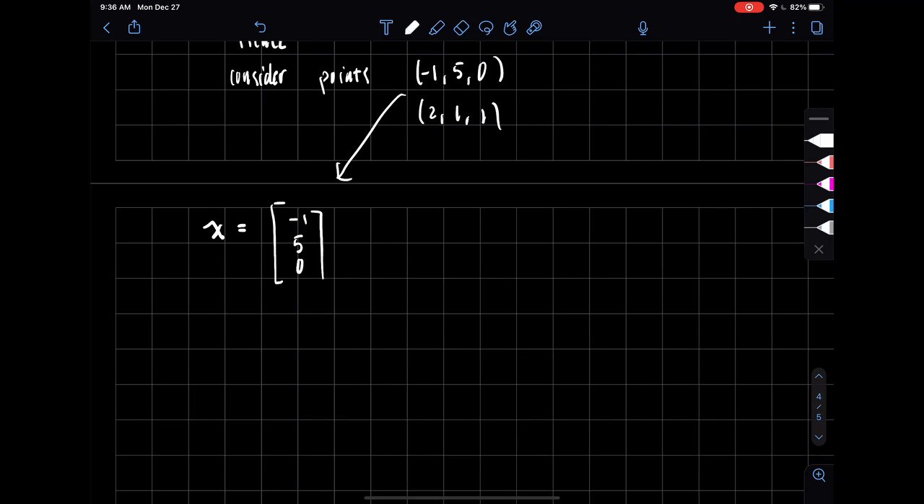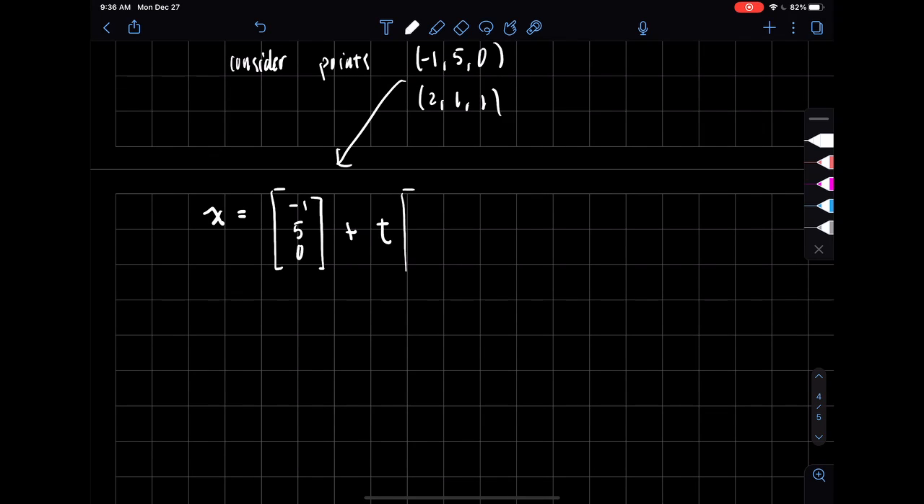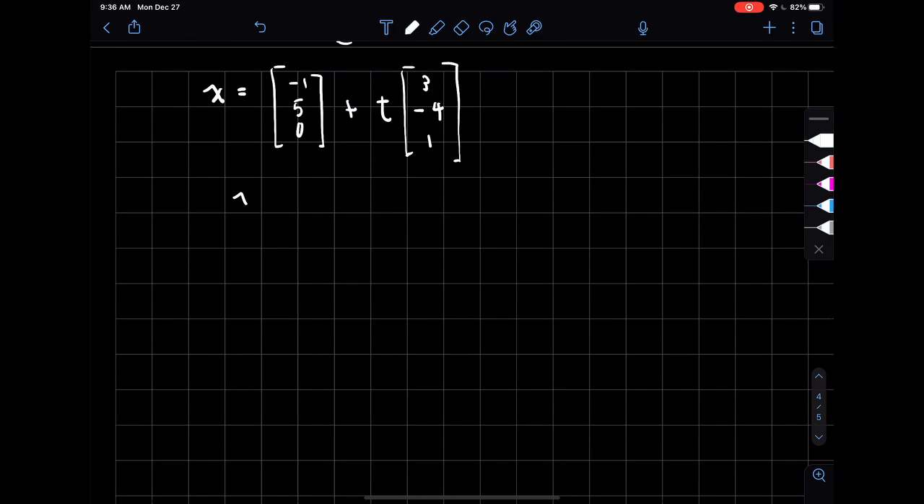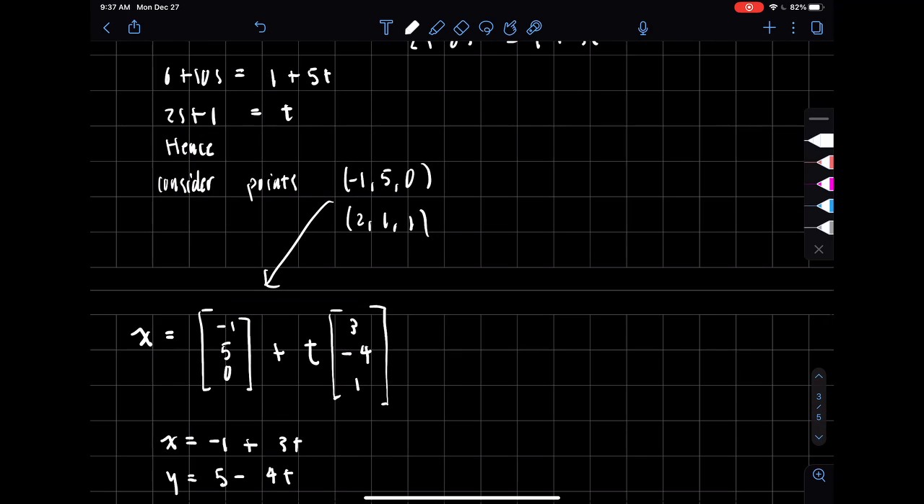So given the general equation again, x equals p plus td, we can see that (-1, 5, 0) is basically p, and then we just substitute in the directional vector, and once again we can write out the parametric equations where x equals -1 plus 3t, y equals 5 minus 4t, and z simply equals t.